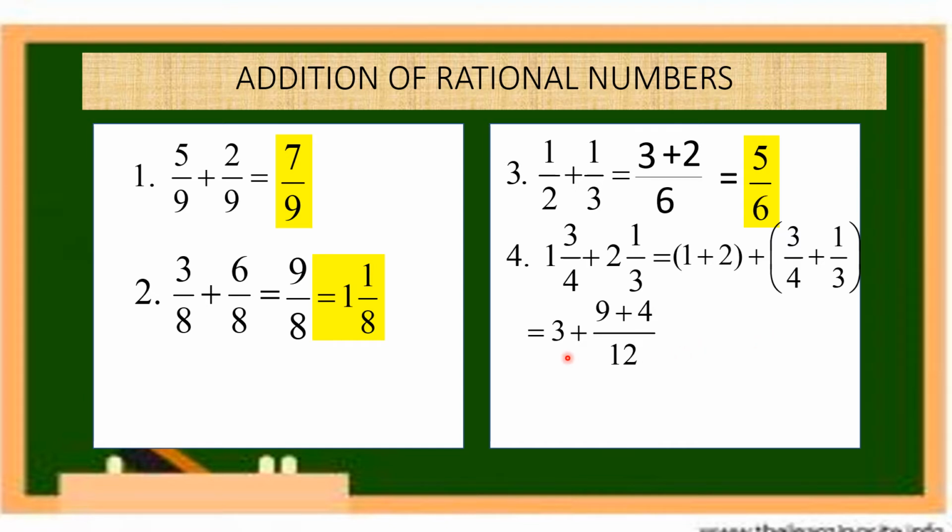So we have this one. So we have 3 plus 9 plus 4 is 13 over 12. So we have 3 and 13 over 12. But 13 over 12, the numerator is still greater than the denominator. We can still have one group of 12. So, if we have one group of 12 here, and the remaining is 1 over 12, we will have the final answer as 4 and 1 over 12.